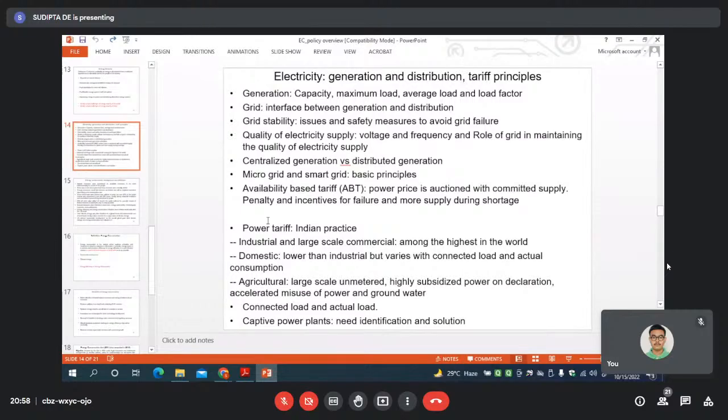Okay, so now you have a generalized, overall picture. Tariff is defined on the basis of three different sectors: industrial or commercial sector, domestic sector, or agricultural sector. Out of which the agricultural sector is highly subsidized, almost zero price, and there is no concept of tariff on the basis of slabs, etc. So misuse is still there. But it is changing a little bit now actually.